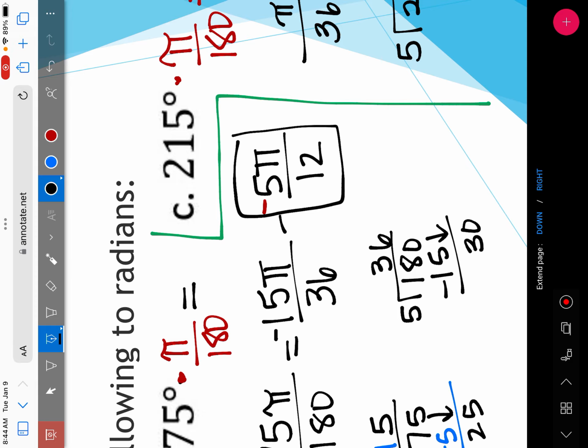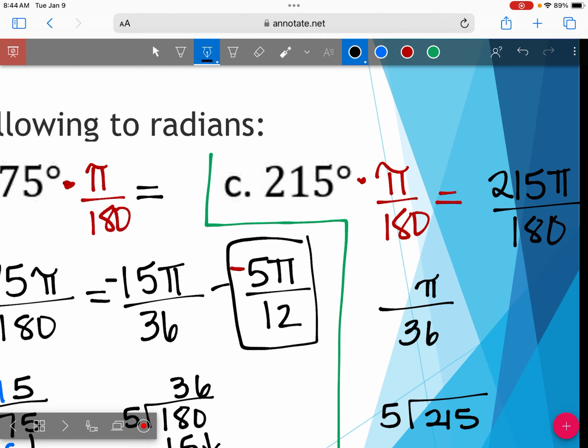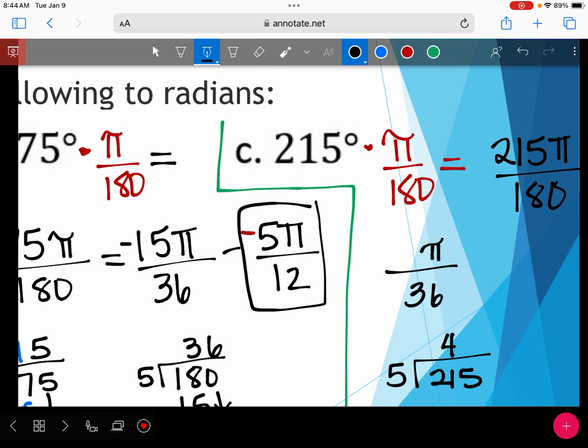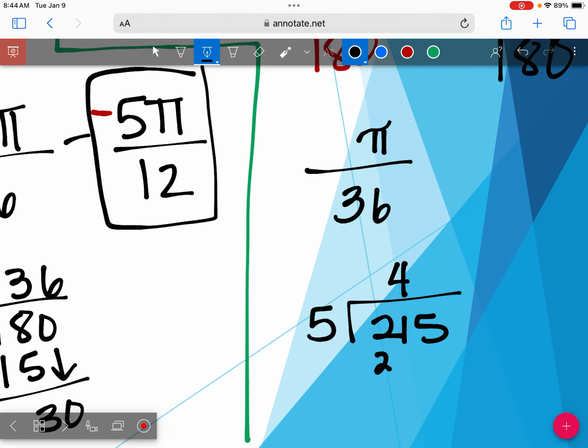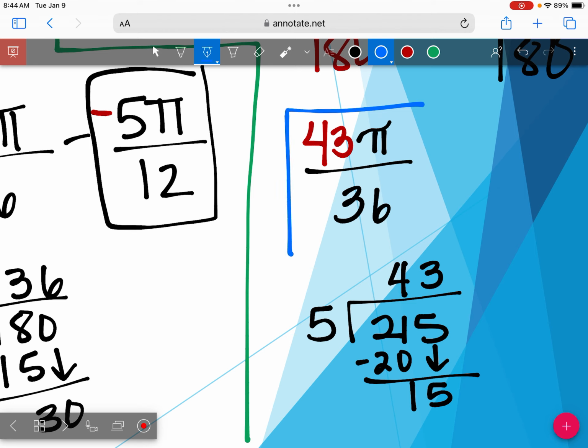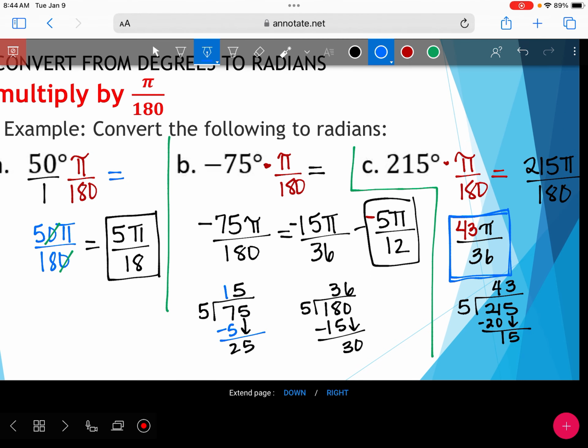All right, so 5 goes into 21 4 times. 5 times 4 is 20. Subtract that, 21 minus 20, you get 1. You bring down the 5. 5 goes into 15 3 times. So 43 over pi is your final answer. Okay, any questions about how to go from degrees to radians?